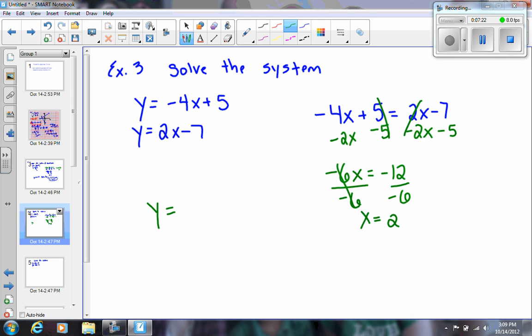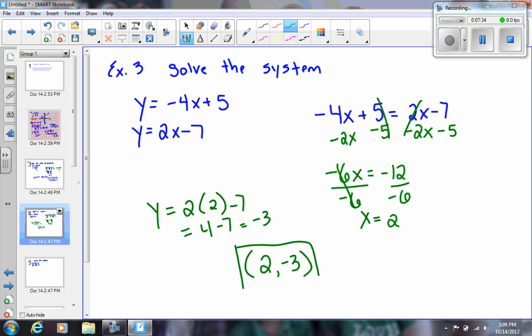Plug it into either equation. I'm going to use the second one. 4 minus 7 is negative 3. So my solution is the point 2, negative 3. You can check your answer by substituting a 2 in for x and a negative 3 in for y, and making sure that you get a true statement. You can do that for both equations, and you can check that.